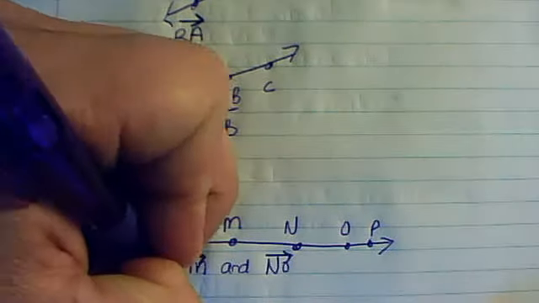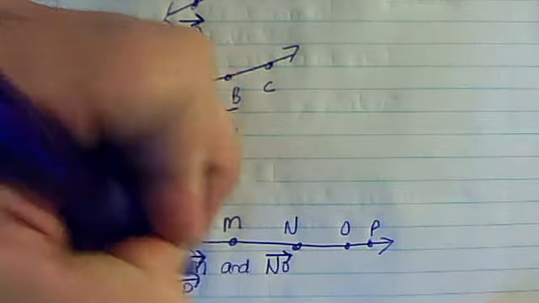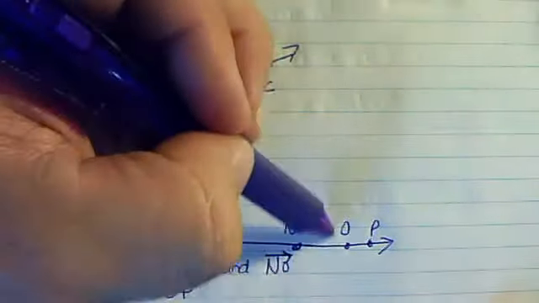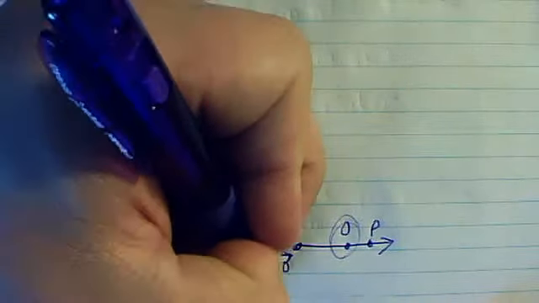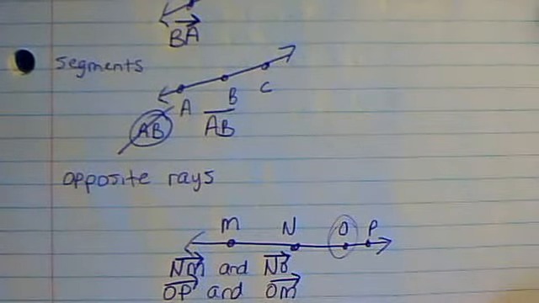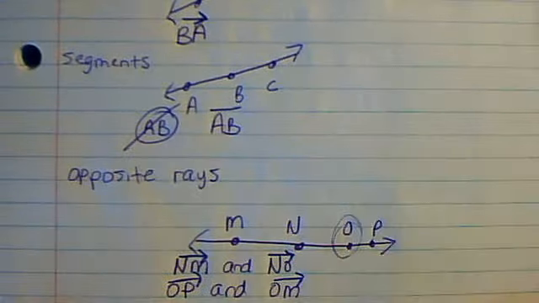Right? If we started with O, O to P, I start at O, go through P and continue on. That means my opposite ray also starts at O, but goes in the other direction. So either ON or OM. Either one of those would be correct answer. Again, I'm labeling my rays above that.